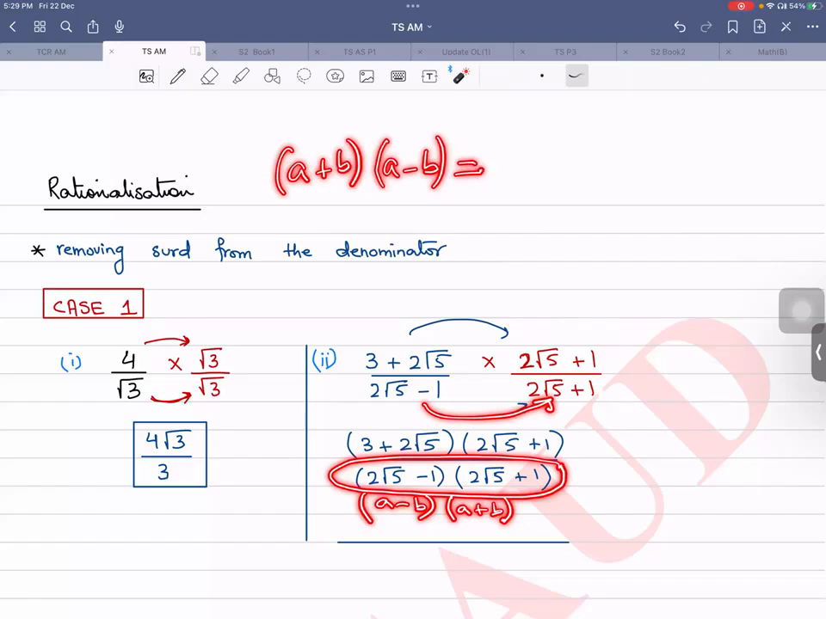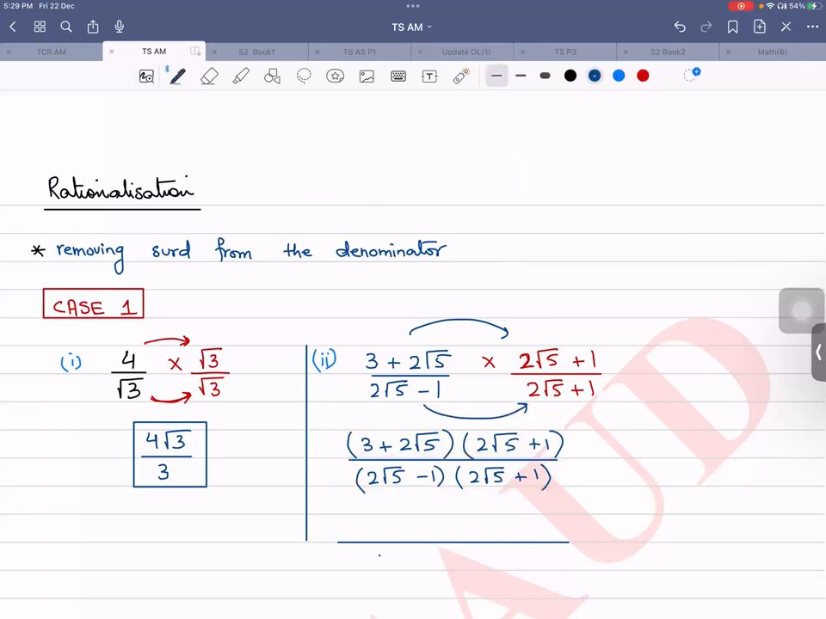a square minus b square. a स्क्वायर माइनस b स्क्वायर. वेरी गुड. तो ये हो जाएगा a square minus b square, and this happens to be examiner's favorite identity, a square minus b square.